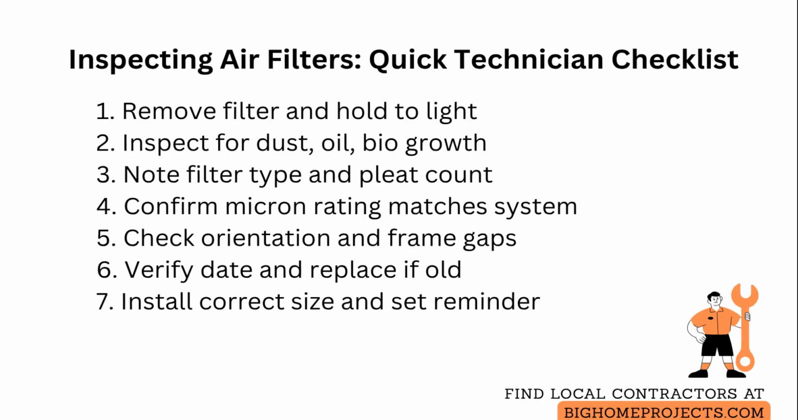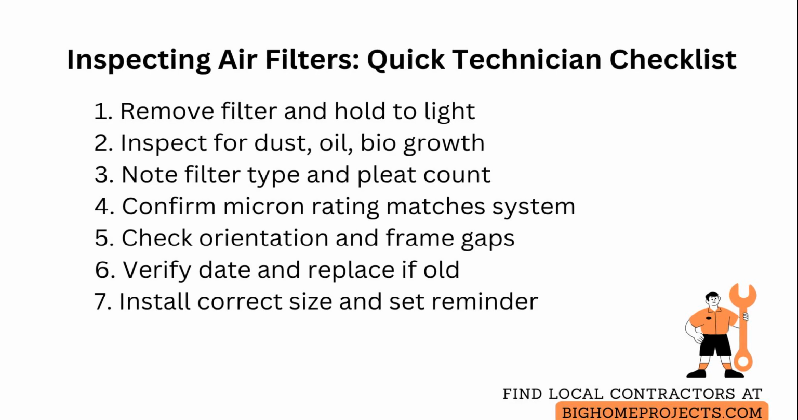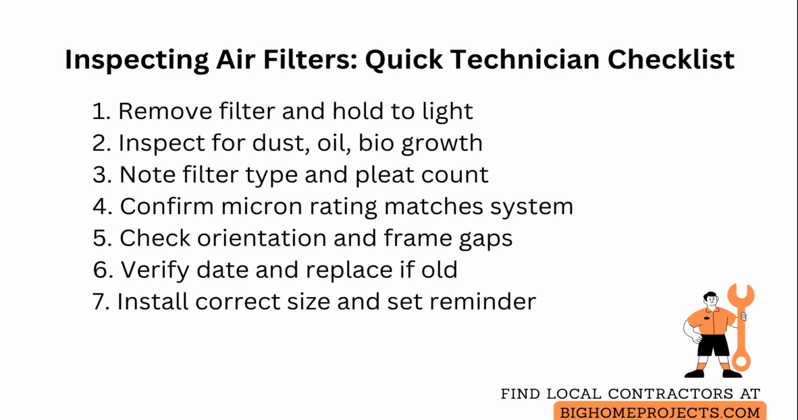Look for signs of dust caking, oil staining, or biological growth, which can indicate broader issues such as duct contamination or a leaking flame sensor. Note the filter type and pleat count, and confirm the installed micron rating matches the system design because an overly restrictive filter can reduce airflow and cause short cycling.